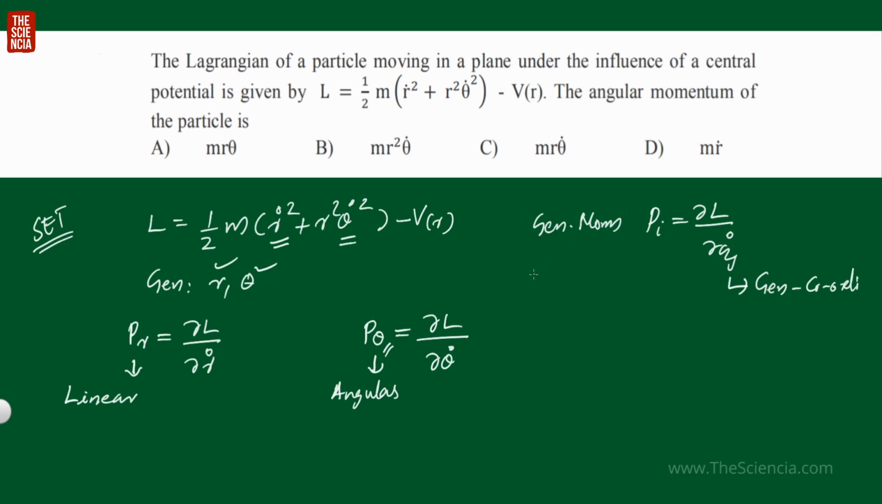So here the question is to find the angular momentum of the particle. So we have to take this equation. What is ∂L/∂θ̇ here? It is equal to m r² θ̇. So option B is the correct answer. And what will be the linear momentum here? It will be equal to ∂L/∂ṙ. That will be equal to m ṙ.